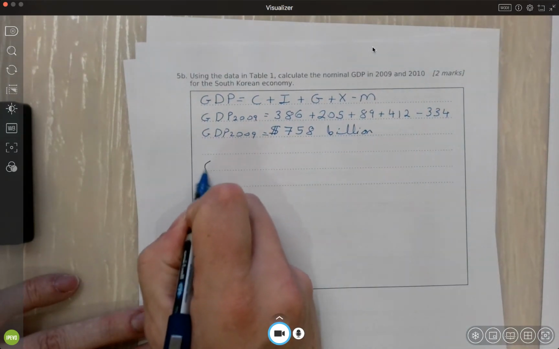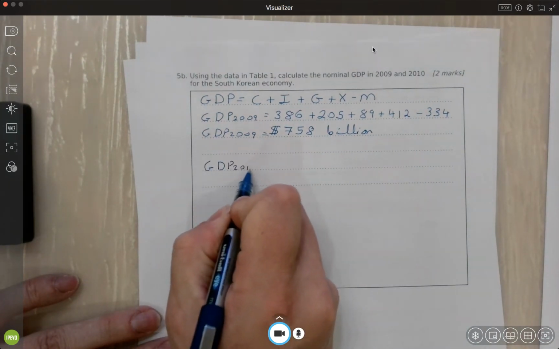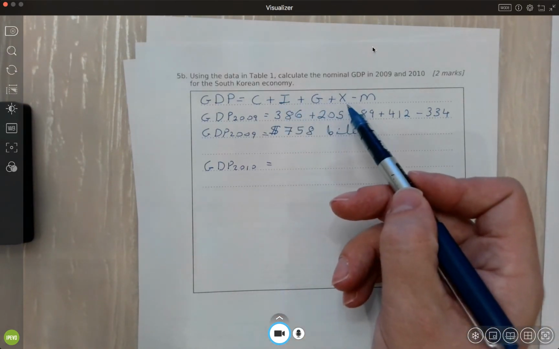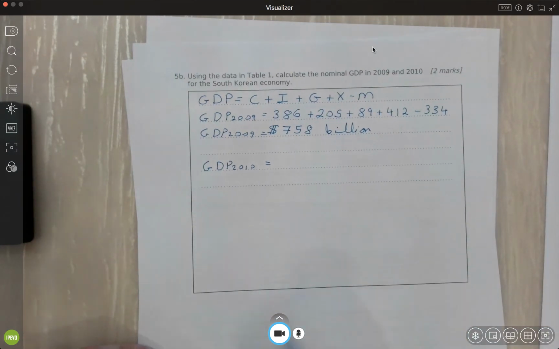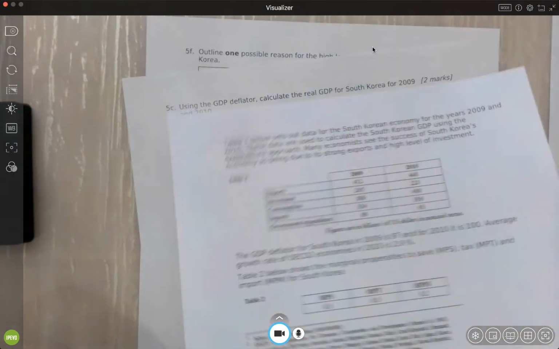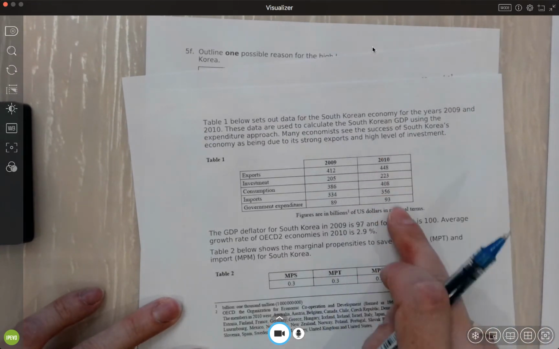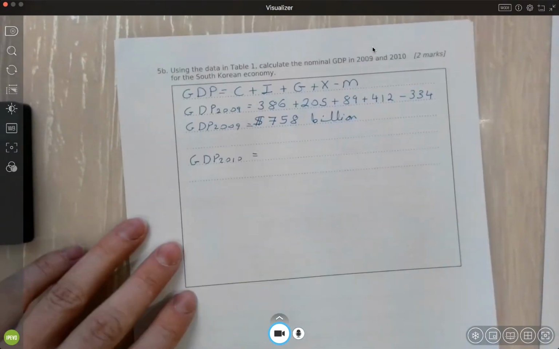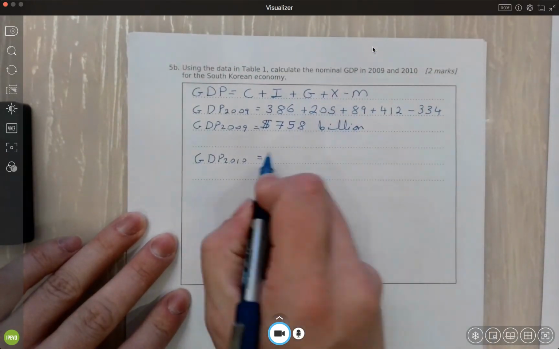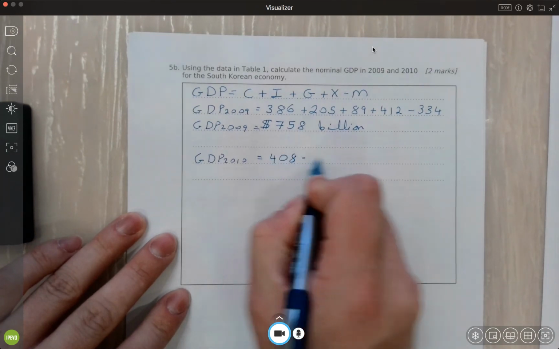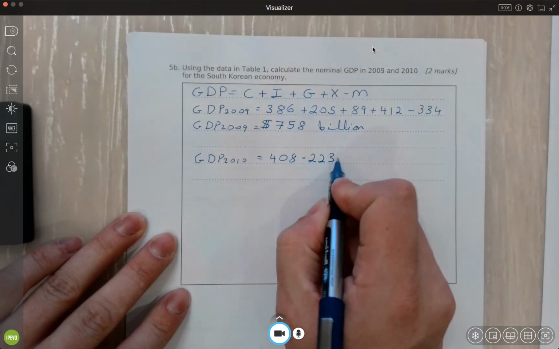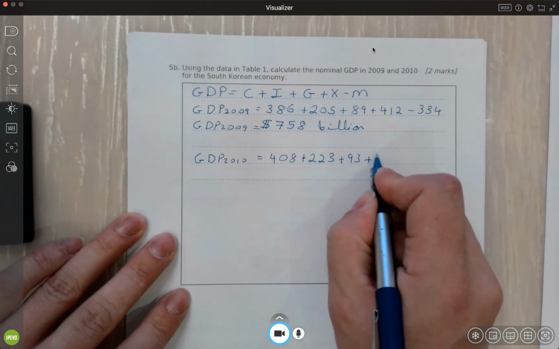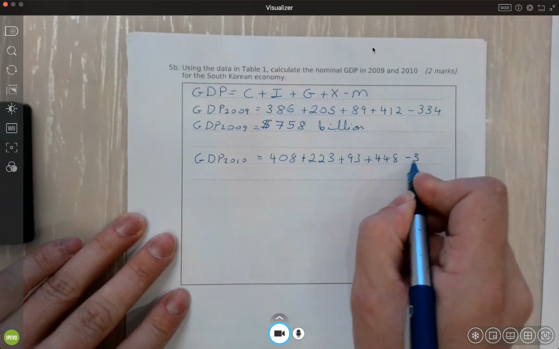Now, GDP 2010, well, surprise, surprise again, it's C plus I plus G plus X minus M. Where did they get these figures? I'll just flip over again. I got them from this table here in the 2010 column. Let me gather my papers together. All right, GDP 2010 is 408 plus 223 plus 93, plus 448 minus 356.